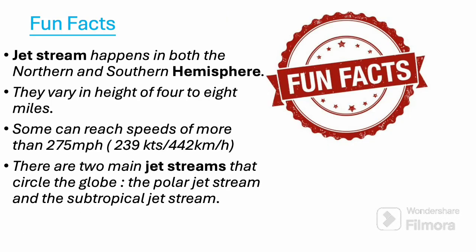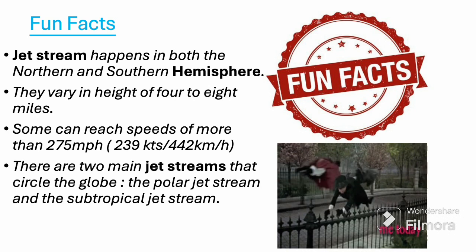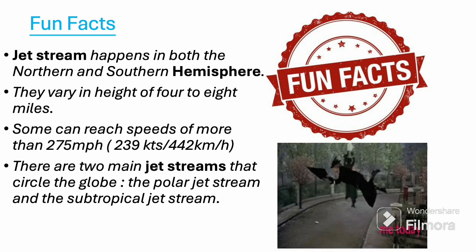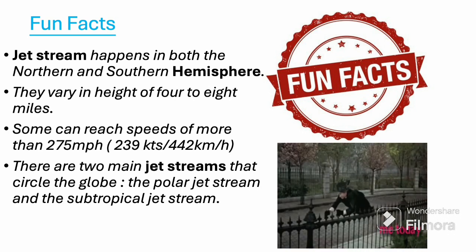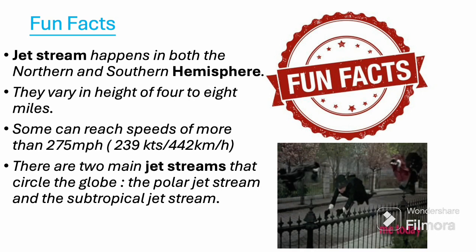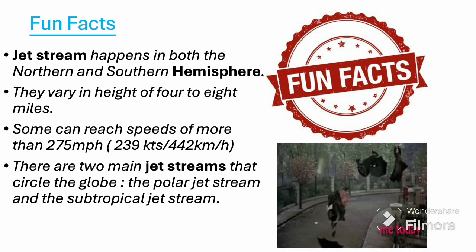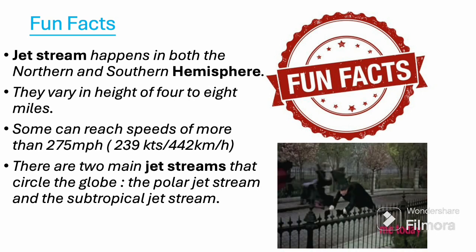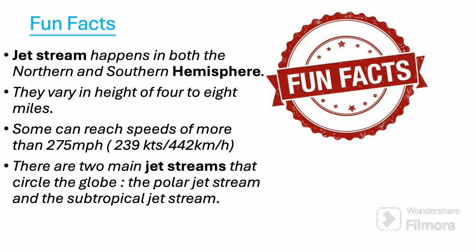Here are some fun facts. Jet streams happen in both the northern and southern hemisphere. They vary in height from 4 to 8 miles. Some can reach speeds of more than 275 miles per hour, which is equivalent to 239 knots and about 442 kilometers per hour. There are two main jet streams that circle the globe, the polar jet stream and the subtropical jet stream.